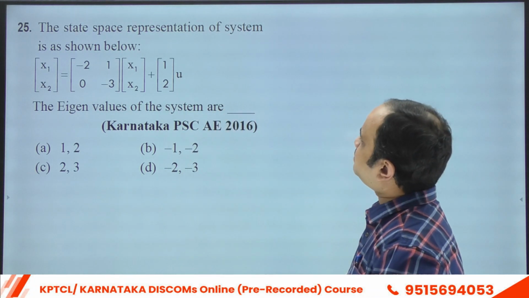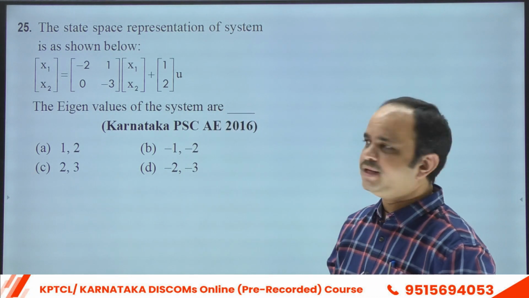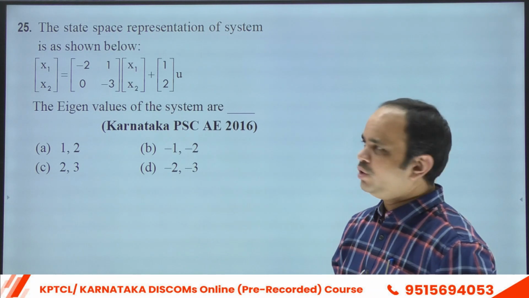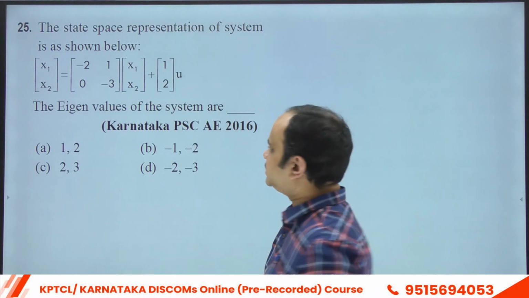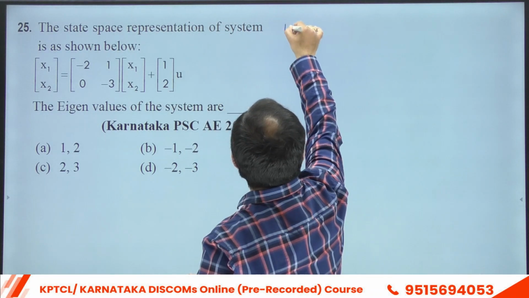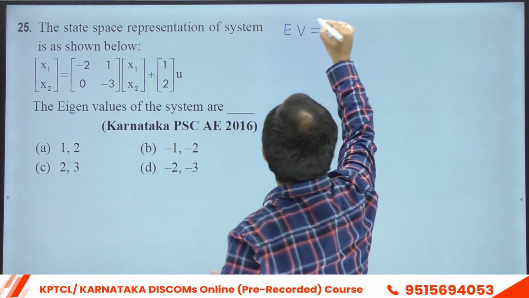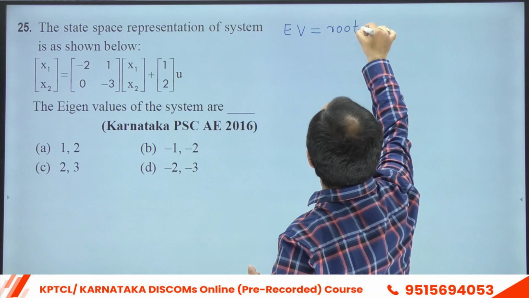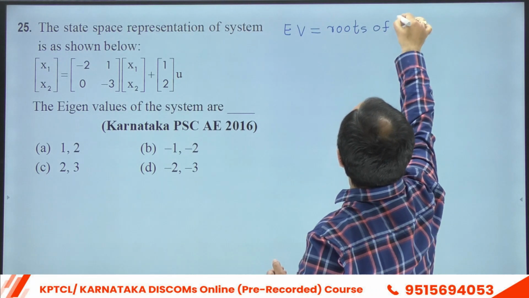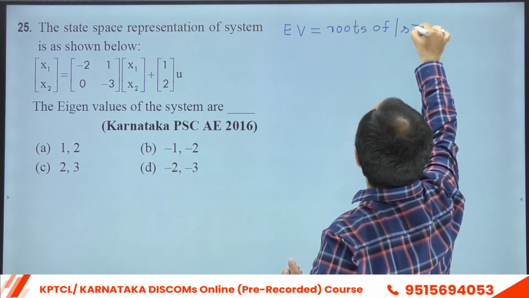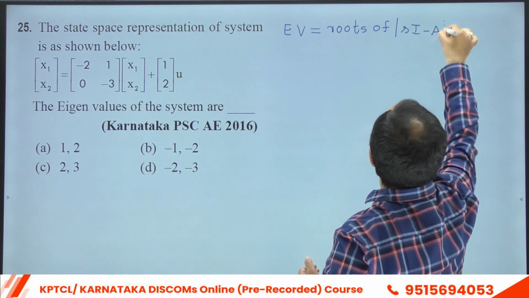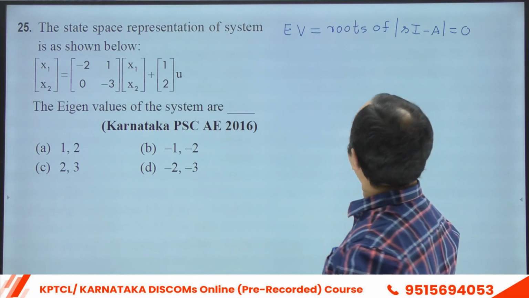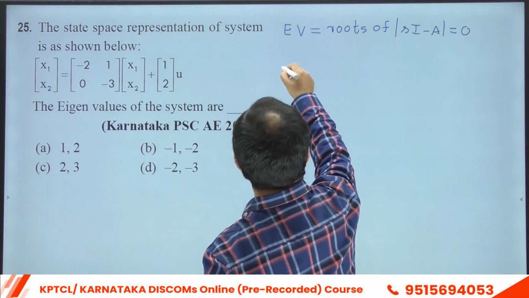The state space representation of a system is shown below. The eigenvalues of the system. What do you mean by eigenvalues of the system? Eigenvalues of the system are nothing but the roots of the determinant of sI minus A equal to 0. Okay. So first let us find out the determinant of sI minus A.